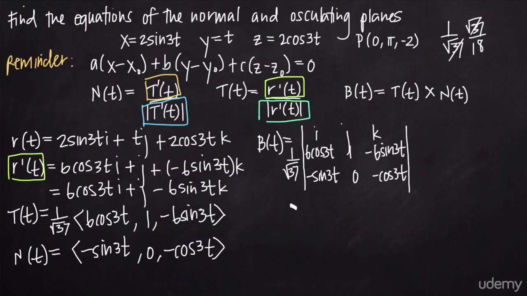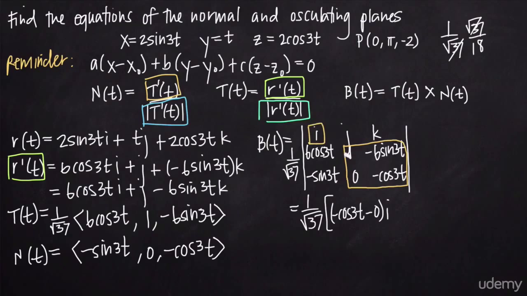So now to simplify this, remember that with a matrix, we're going to start with i, and we're going to take everything that's outside of the row and column that contains i, which is these 4. So we're going to multiply upper left by lower right, so 1 times negative cosine of 3t. Of course, we'll put this 1 over root 37 out in front here. But 1 times negative cosine of 3t gives us negative cosine of 3t minus the lower left times the upper right. So 0 times negative 6 sine of 3t is just 0, and we multiply that by i because i is outside of this row and column here.